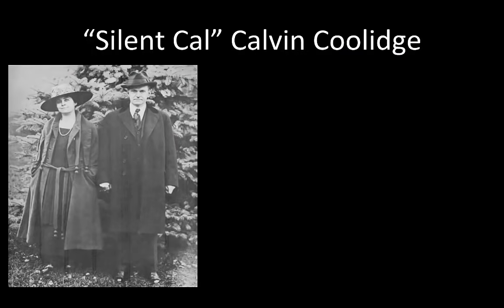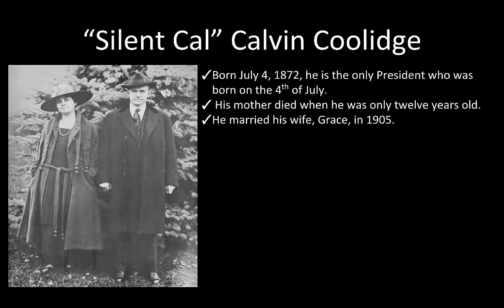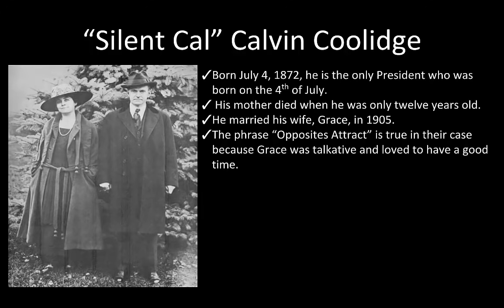Let's talk a little bit about Silent Cal, Calvin Coolidge. He was born on July 4th, 1872. As such, he's the only president who was ever born on the 4th of July. His mother died when he was only 12. He married his wife Grace in 1905. The phrase opposites attract is true in their case because Grace was talkative and loved to have a good time.